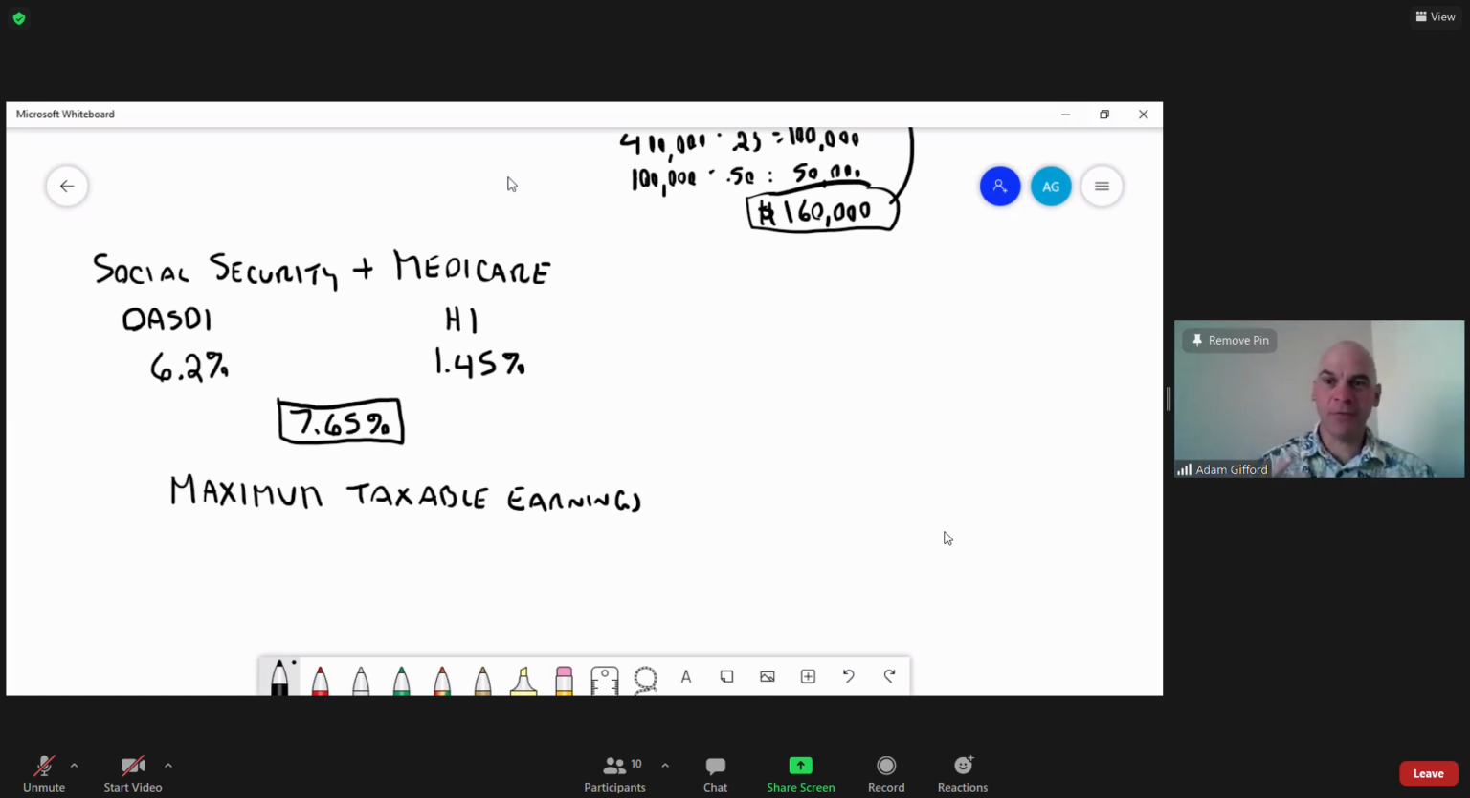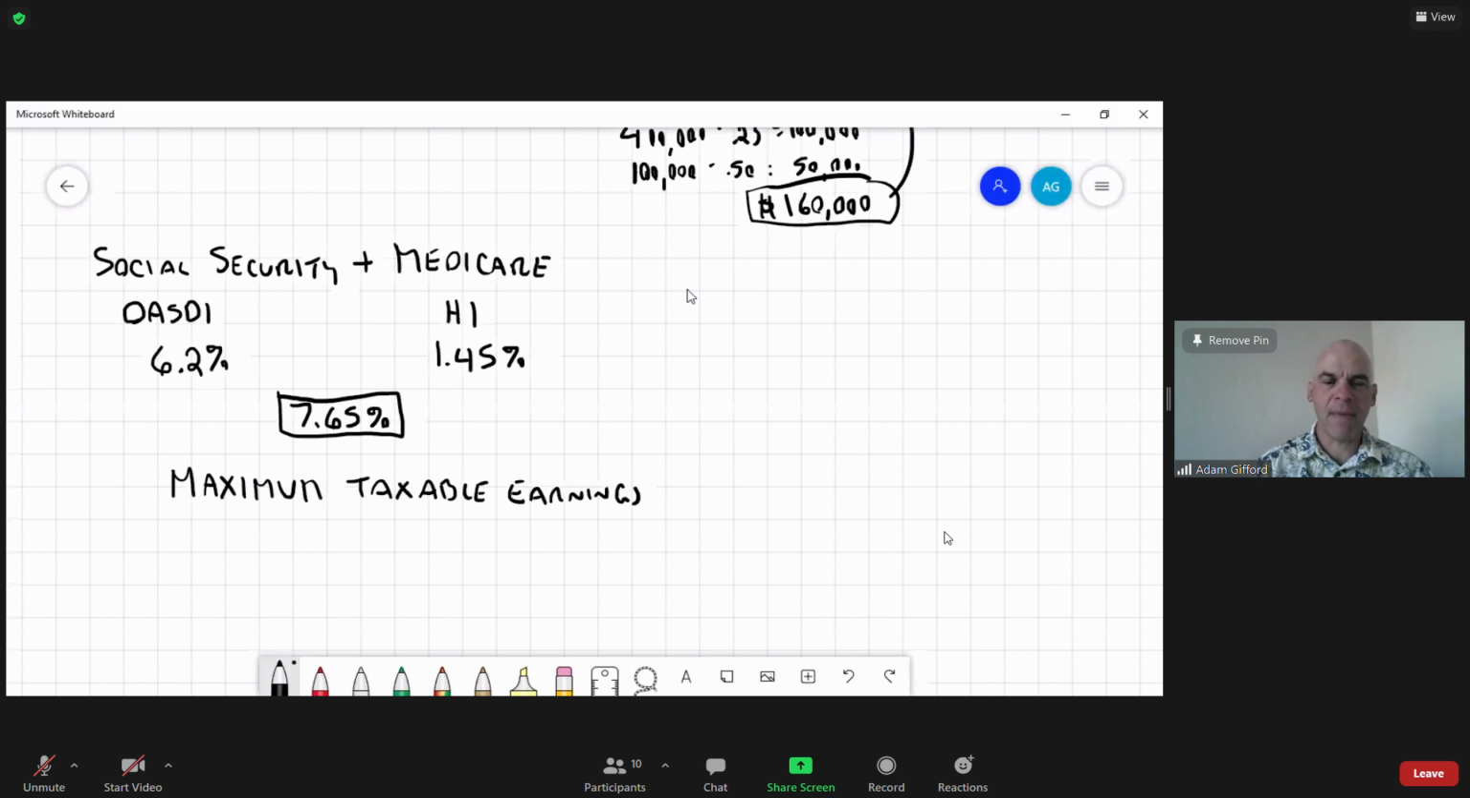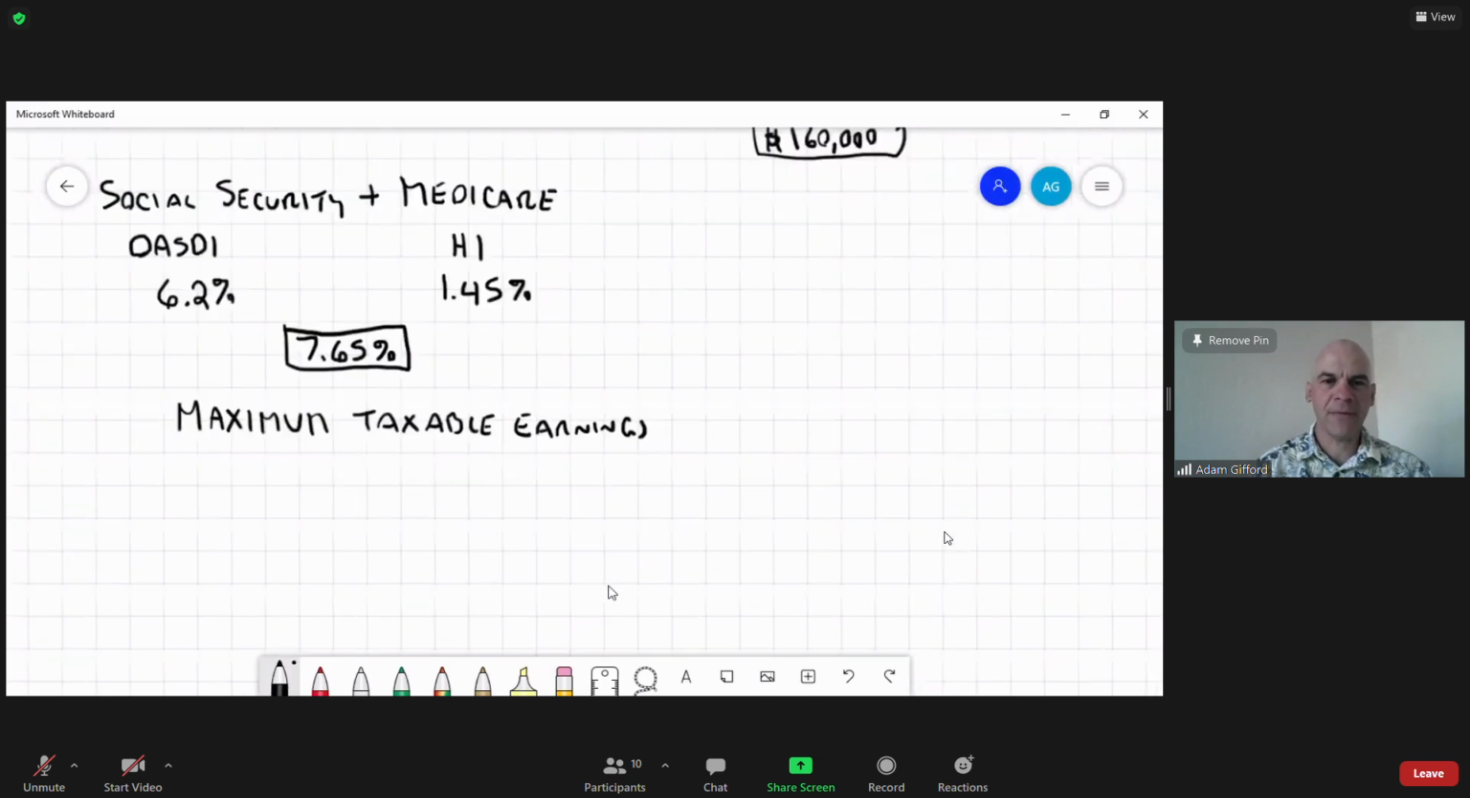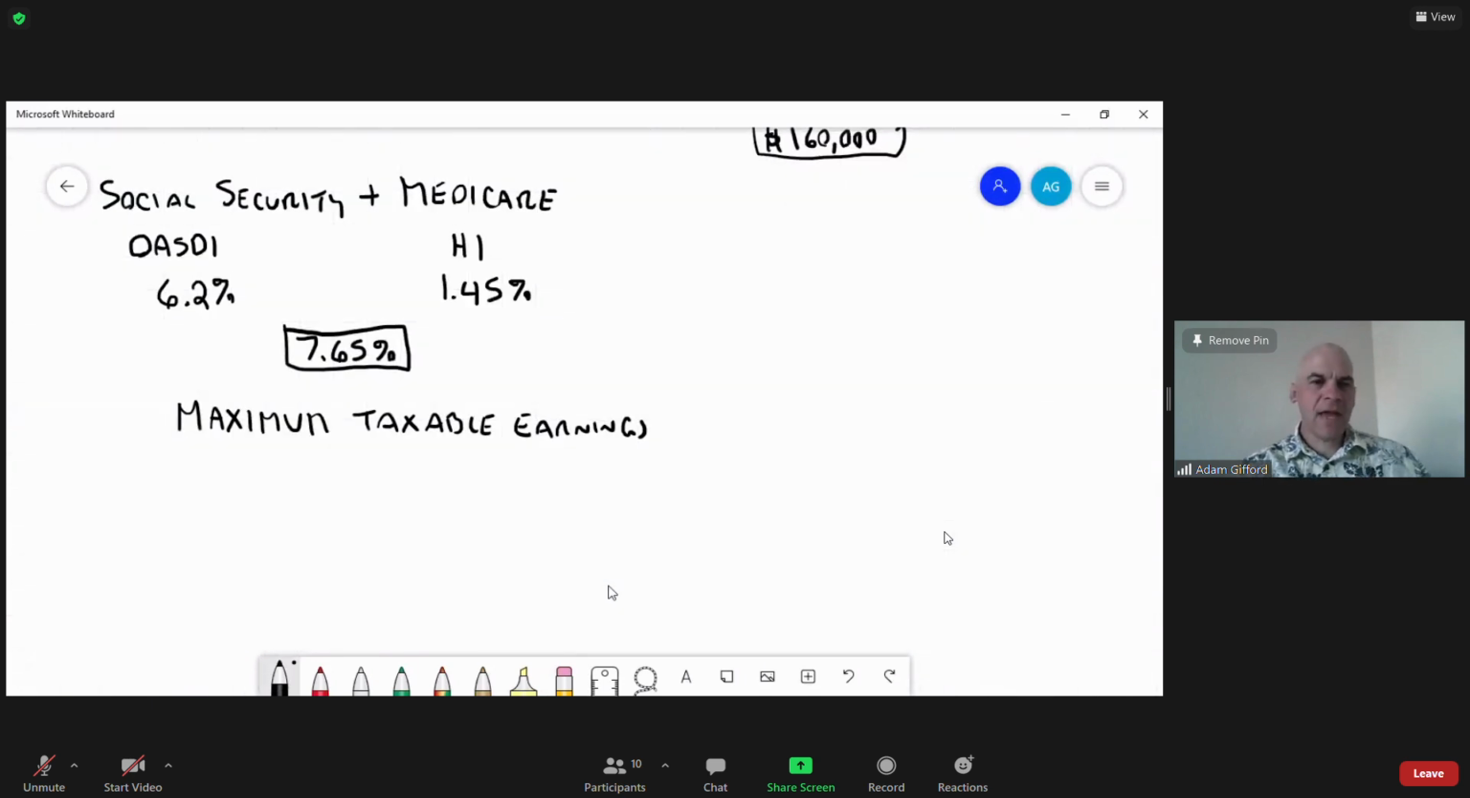So now we've got two types of taxes. The first part, below the maximum taxable earnings, is a proportional tax. Above that is regressive. So let's give an example. I'm going to use easier numbers. Again, I want you to focus more on the concept than on the math behind it. Let's say the maximum taxable earnings are $100,000.